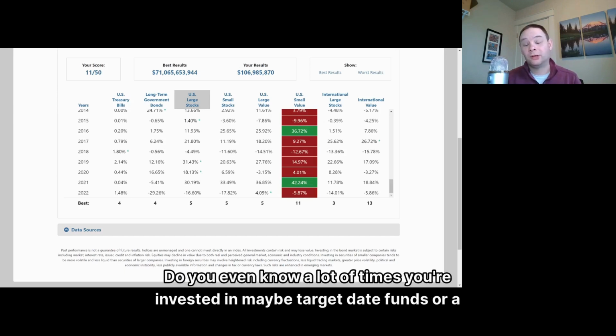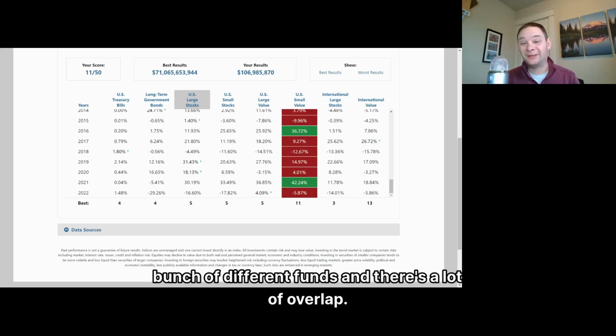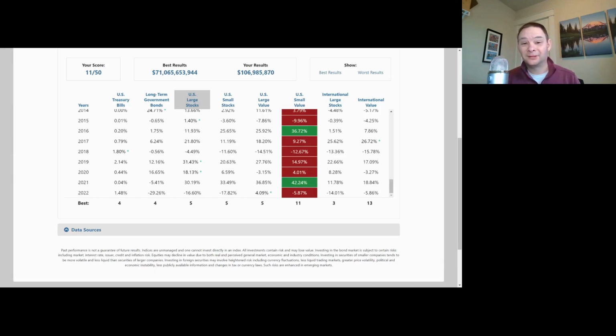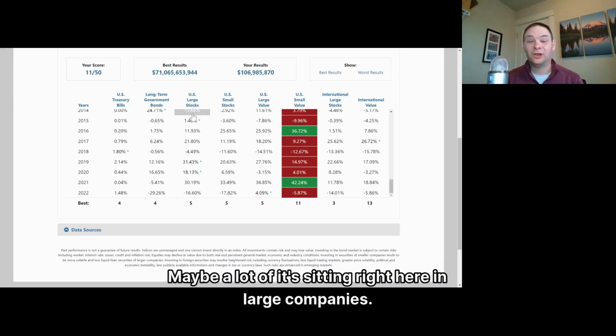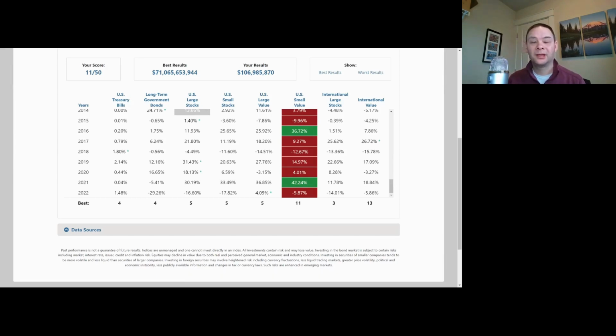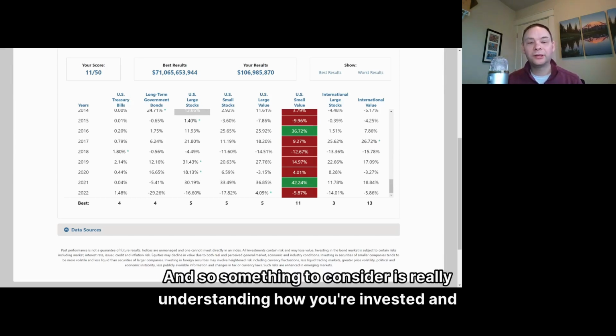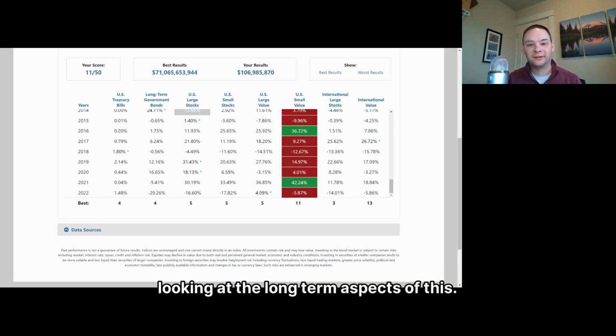Do you even know? A lot of times we're invested in maybe target date funds or a bunch of different funds, and there's a lot of overlap. Maybe a lot of it's sitting right here in large companies. And so something to consider is really understanding how you're invested and looking at the long-term aspects of this.